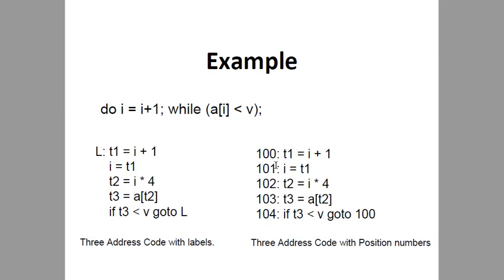See over here, we have the position numbers given, mainly the line numbers you can see. The code is the same, only go to 100 is written. In the previous case, it was go to L, so the label L was given in the first. In this case, it is written go to 100.